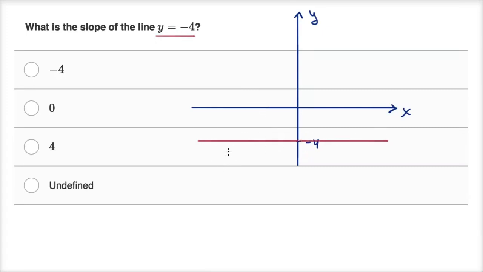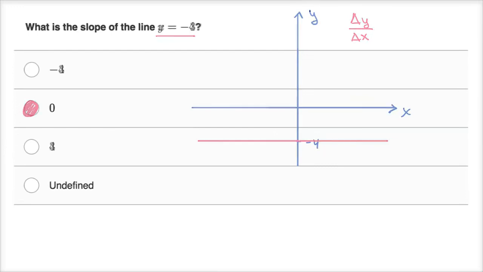So what's the slope of that? Well, slope is change in y for a given change in x. And here, no matter what I change my x, y doesn't change. It stays at -4. My change in y over change in x, it doesn't matter what my change in x is. My change in y is always going to be 0. It's constant. So the slope here is going to be equal to 0. Y doesn't change no matter how much you change x. Let's do another one of these.